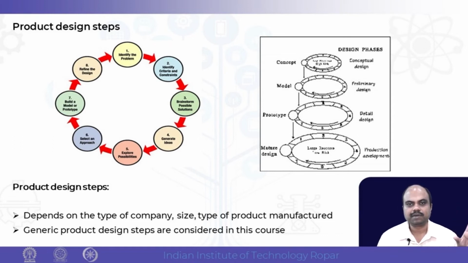So in general, you have conceptual design and detailed design. Okay, now let us go to some examples. In one of them, the steps are: identify the problem, identify criteria, brainstorm possible solutions, generate ideas, explore possibilities, select the approach, build a model, and refine the design. This is one cycle. In another cycle, we have conceptual design, make the model, preliminary design, detailed design, prototyping, and then mature design in the production development cycle.